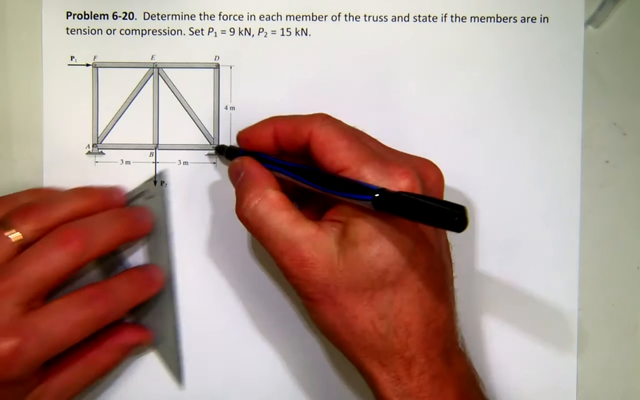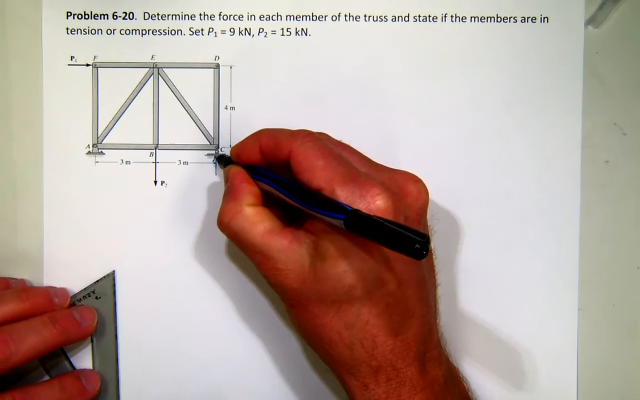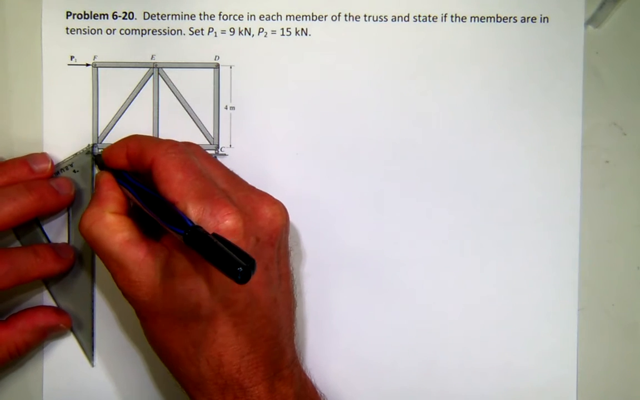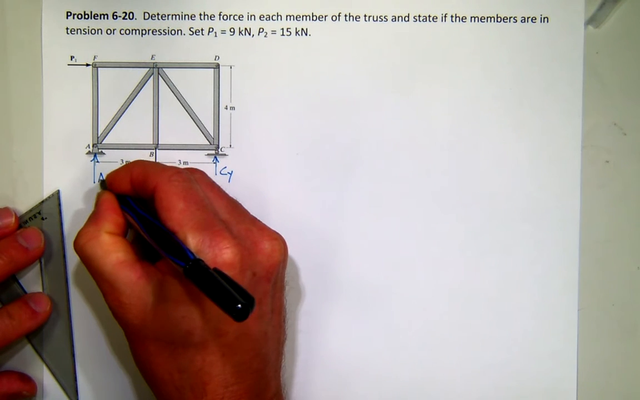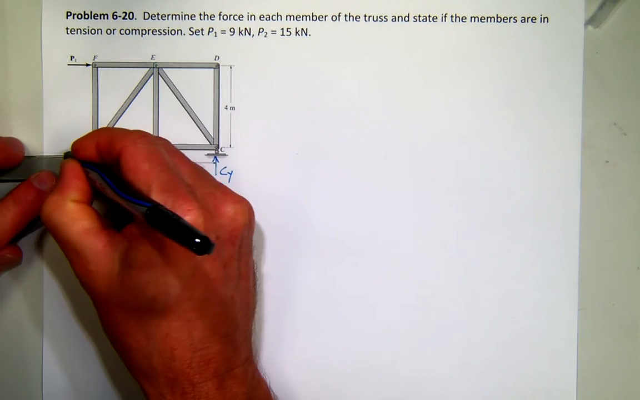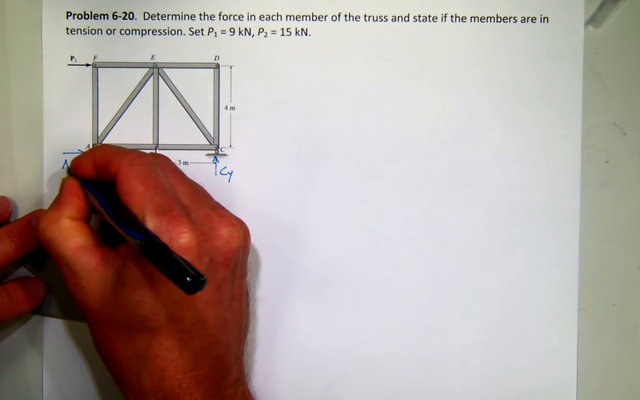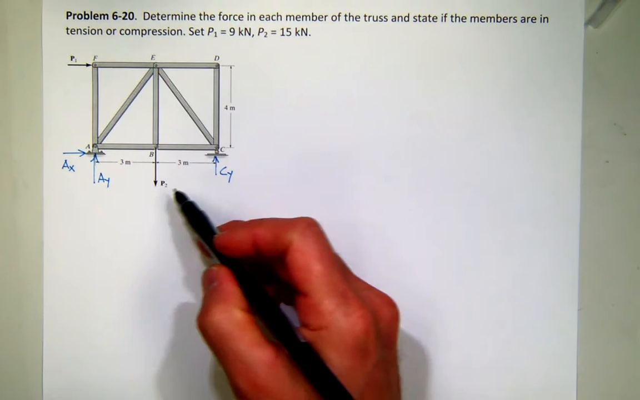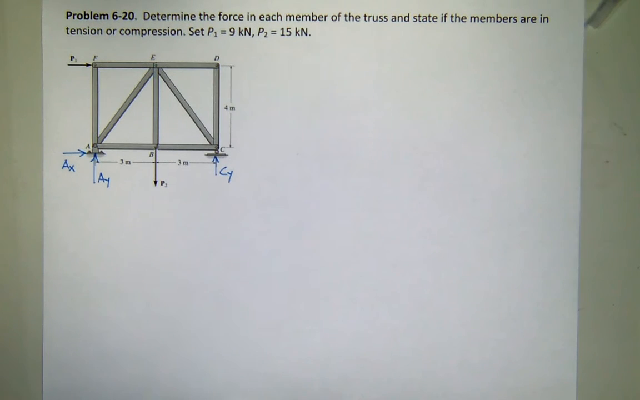And I'm going to say, okay, what's happening here at C is I have a reaction, Cy, at the roller. I'm going to come over here at the pin. I have a reaction, Ay, and a reaction, Ax. So how many total unknowns in terms of reactions on this free body? 3. And we know for a two-dimensional coplanar system like this, how many equations of equilibrium can I write? 3. So I'm going to find my reactions to start.